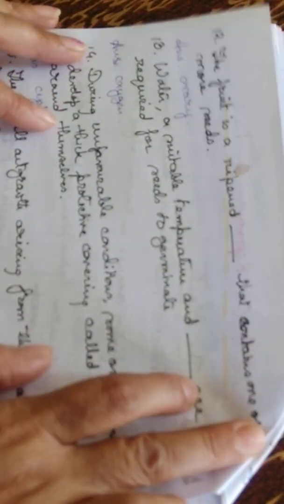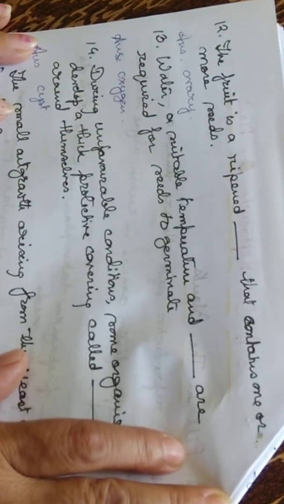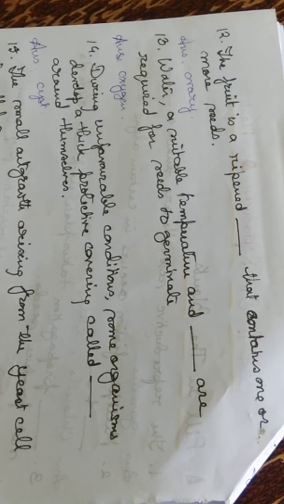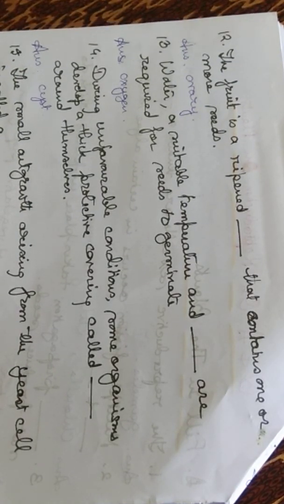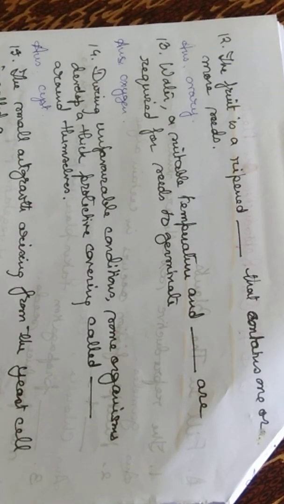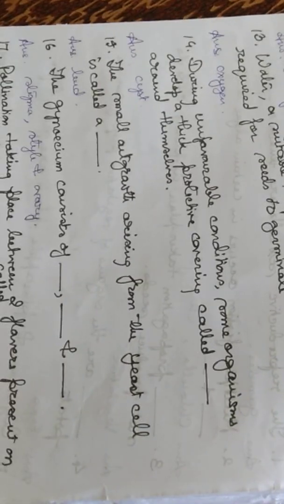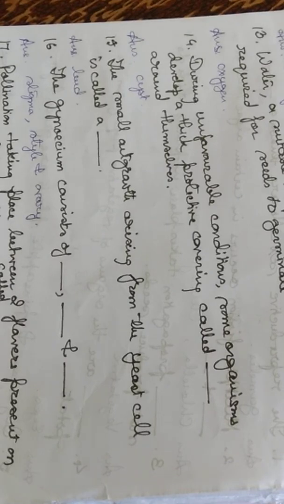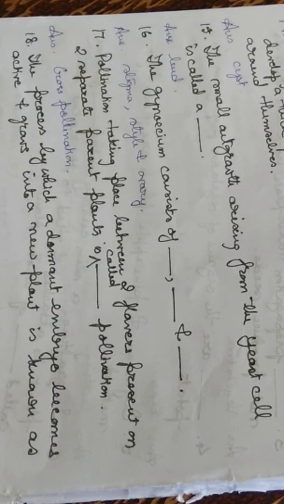Next, the fruit is a ripened ovary that contains one or more seeds. Then water, a suitable temperature and oxygen are required for the seeds to germinate. During unfavorable conditions, some organisms develop a thick protective covering called a cyst around themselves. The small outgrowth arising from the yeast cell is called a bud.